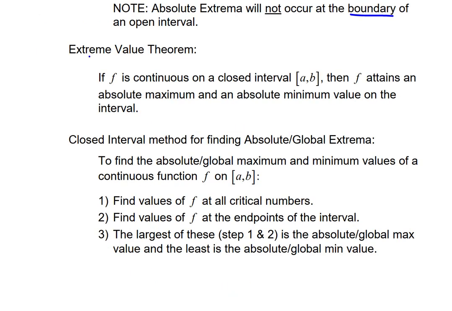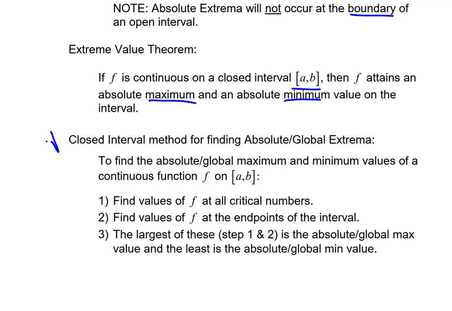Next, we'll consider the extreme value theorem, which states if f is continuous on a closed interval from a to b, then f attains an absolute maximum and an absolute minimum value on the interval. So what this theorem guarantees is that we can find an absolute max or min on a closed interval as long as the function is continuous.